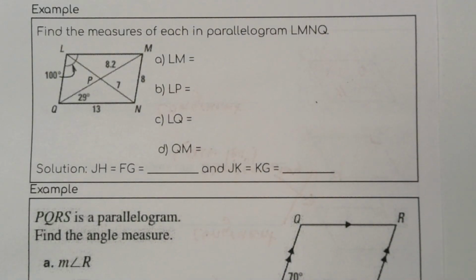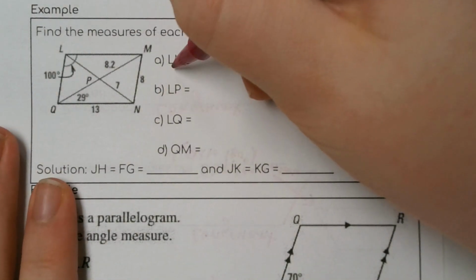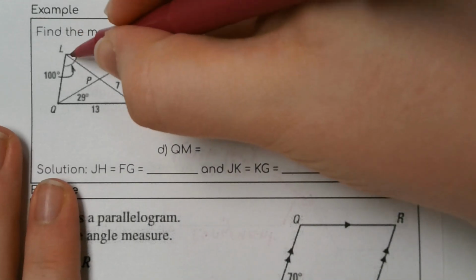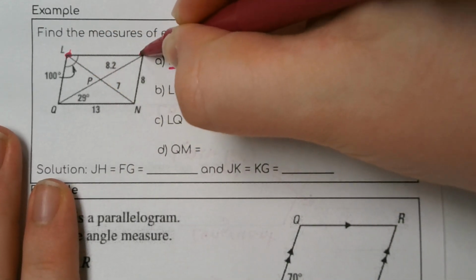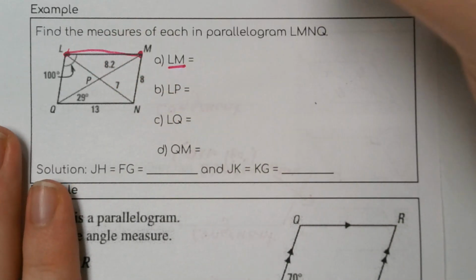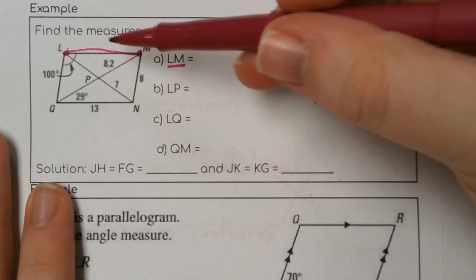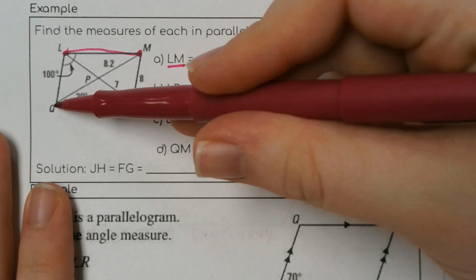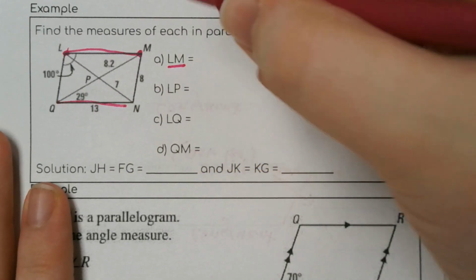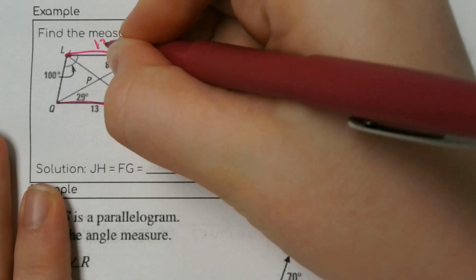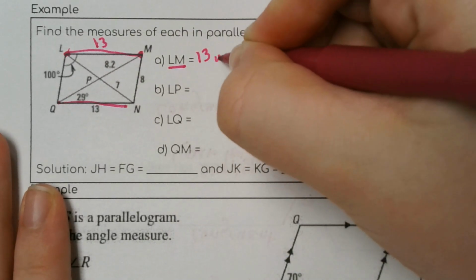All right, so we are going to find the measures of each in parallelogram L, M, and Q. So we want to find LM. So L to M is from here all the way to here. Okay, we know that opposite sides are congruent, so let's look at the opposite side. Our opposite side is 13. So LM is also 13 units.